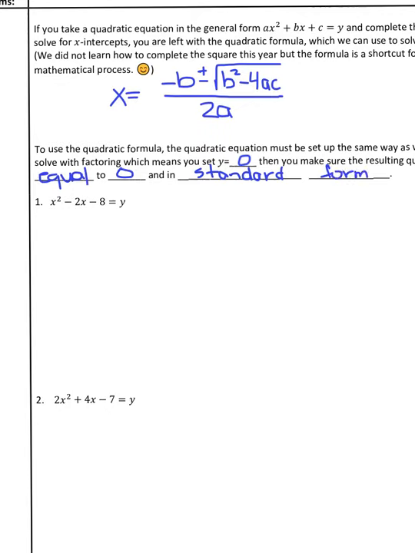All right, so to use the quadratic formula, the quadratic equation must be set up the same way as when you solve for factoring, which means you set y equal to 0, then you make sure the resulting quadratic is set equal to 0 and in standard form. So that's the key. Y equals 0, and then make sure that it's in standard form. So here we go. Very similar to what we're doing with factoring. And then we just got to identify our ABC and plug into the equation and solve.